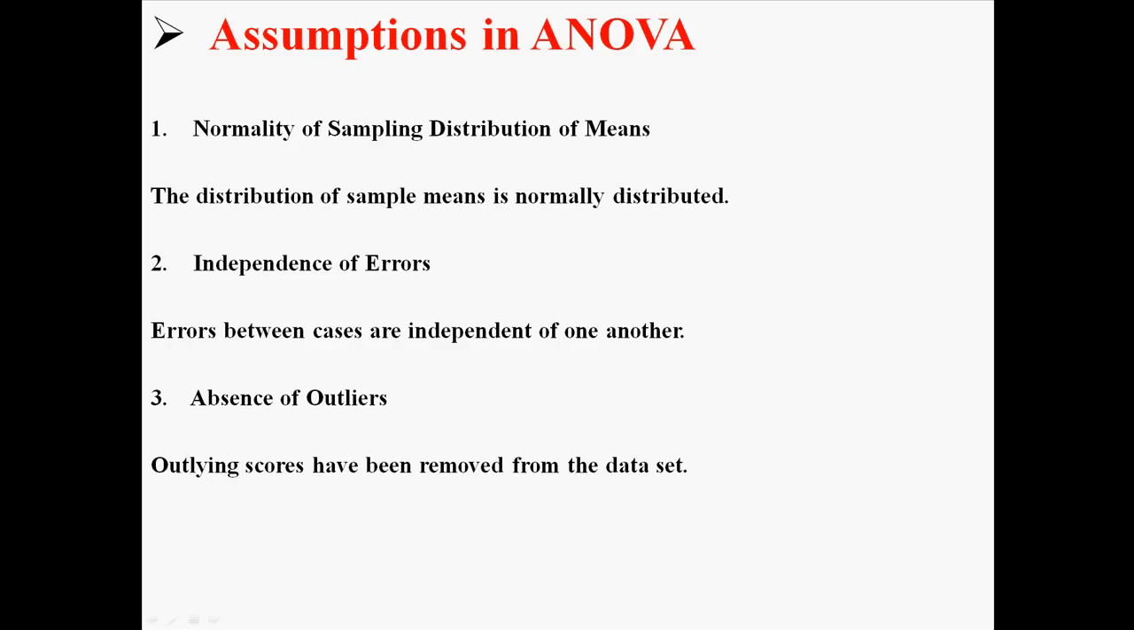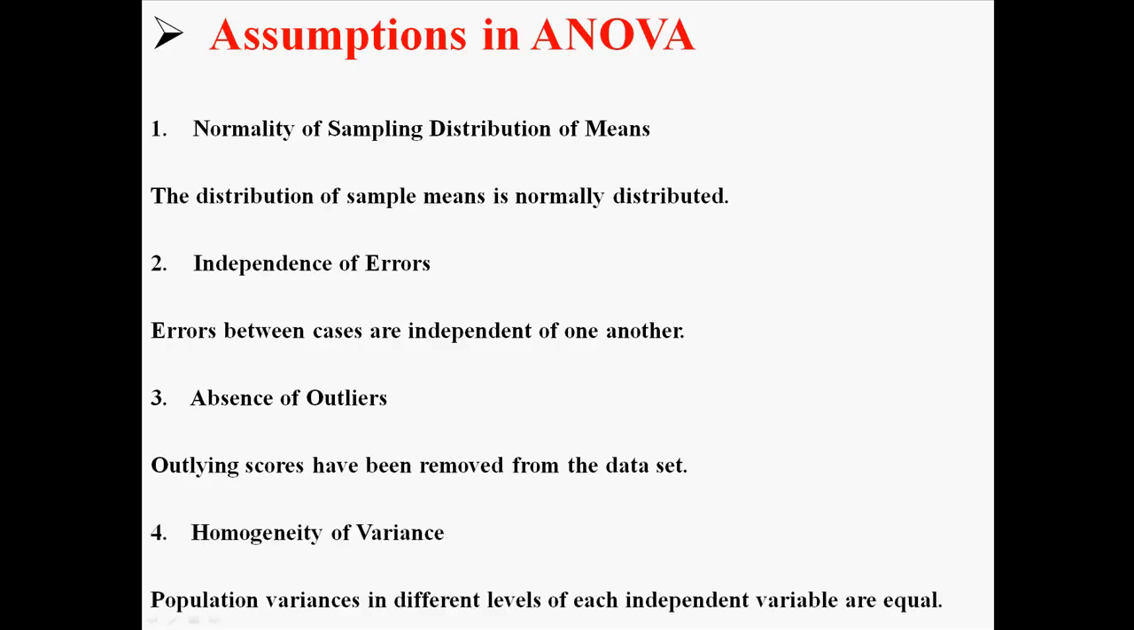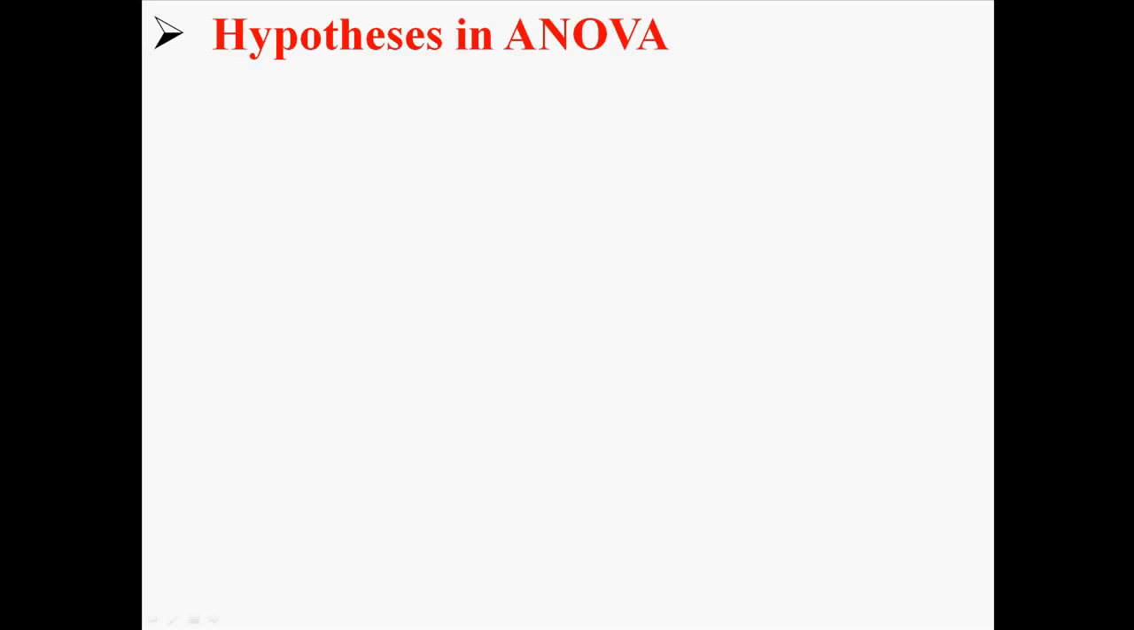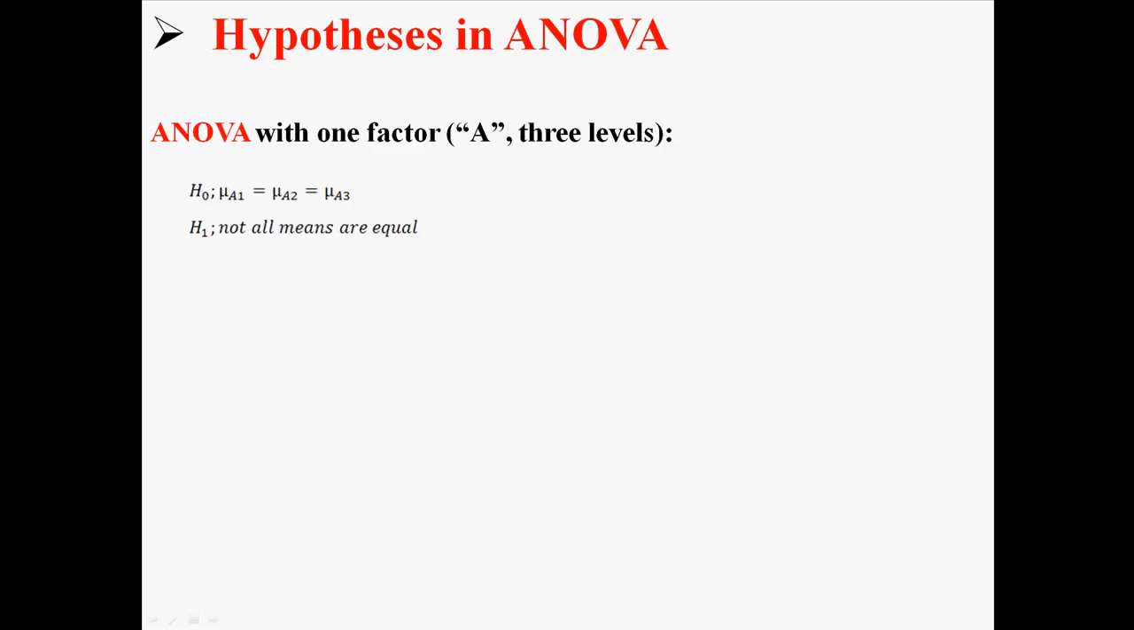Outlying scores have to be removed from the dataset if you would like to perform an ANOVA and get a meaningful result. And the fourth is homogeneity of variance. Population variances in different levels of each independent variable are equal. And there's actually a special test for that, which I won't do now, but we'll do it when we start doing ANOVAs. Now, hypotheses in ANOVA.